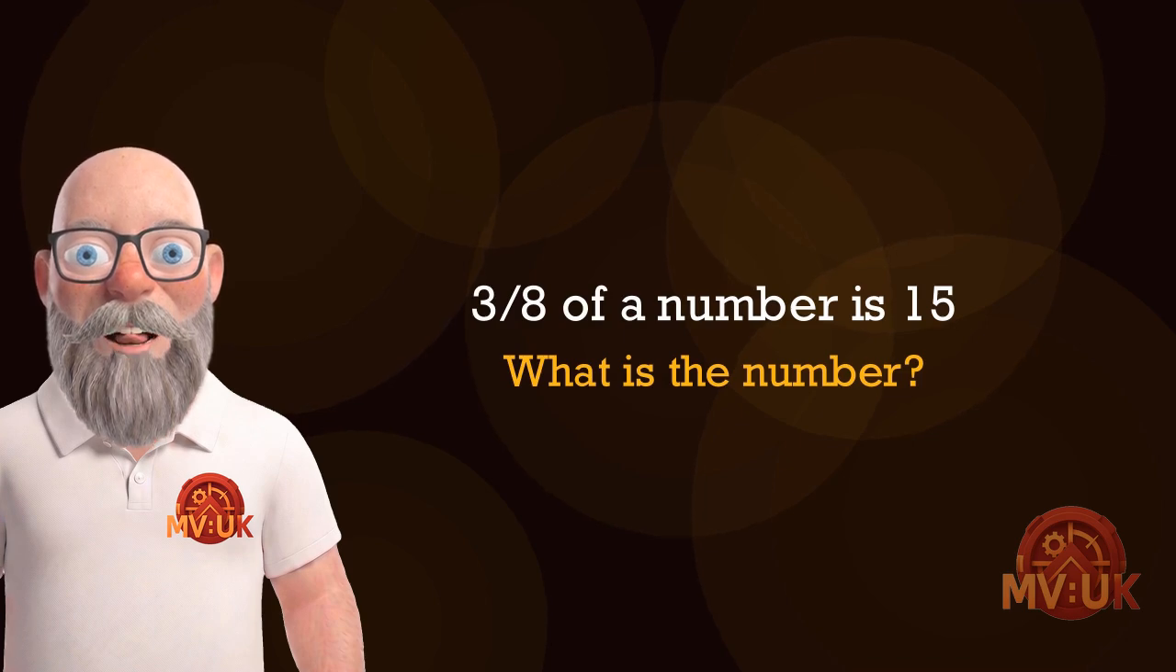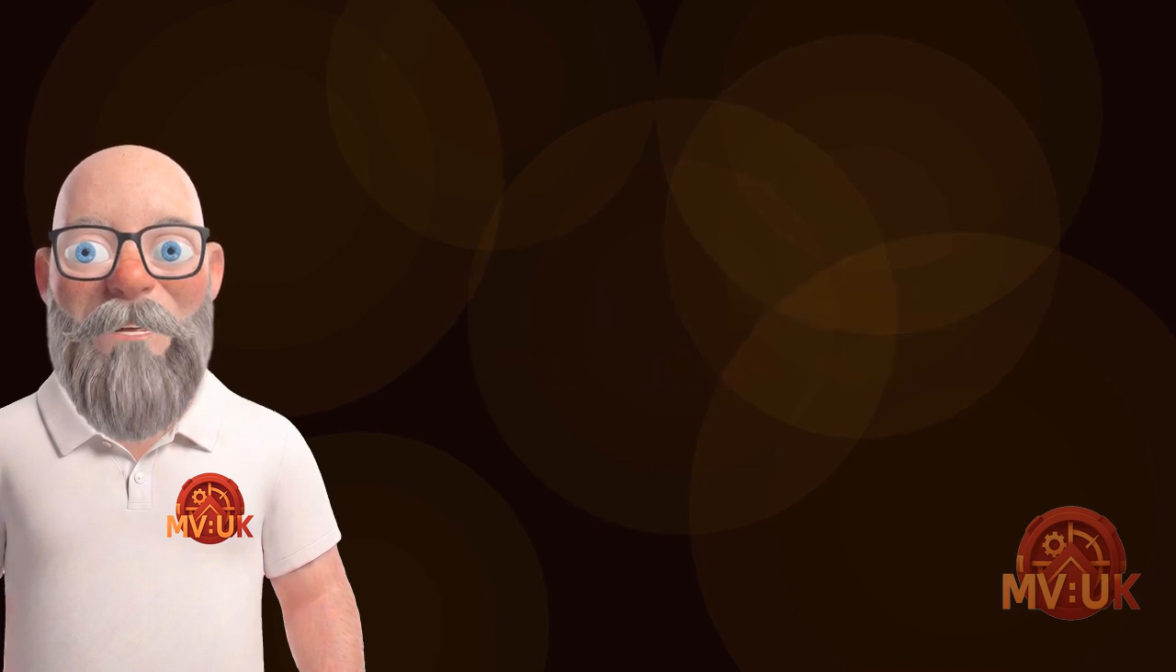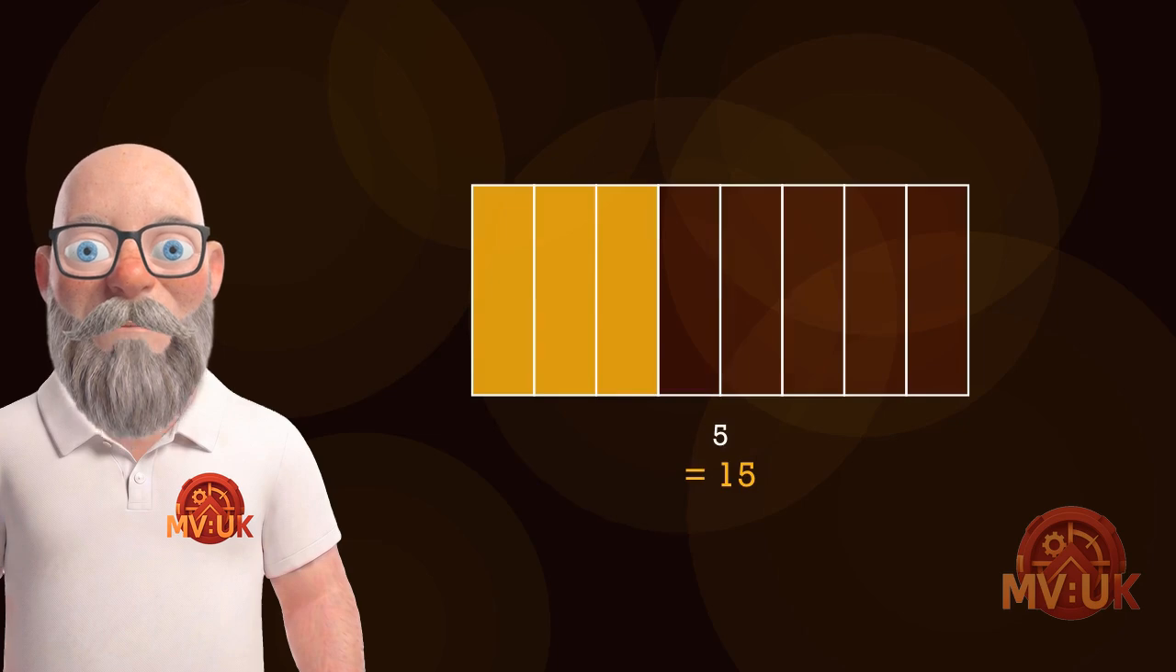First we divide the part we know, 15, by the top number, 3. 15 divided by 3 is 5. This gives us 1/8 of the whole number. To find the whole, we now multiply this by the bottom number, 8. 5 times 8 is 40, so the whole number is 40.